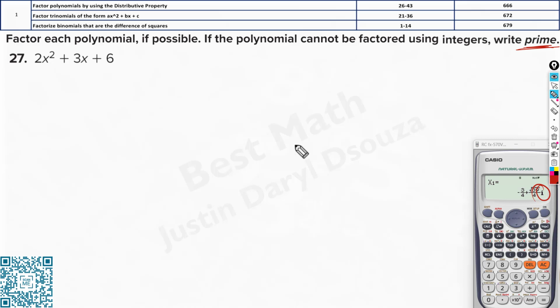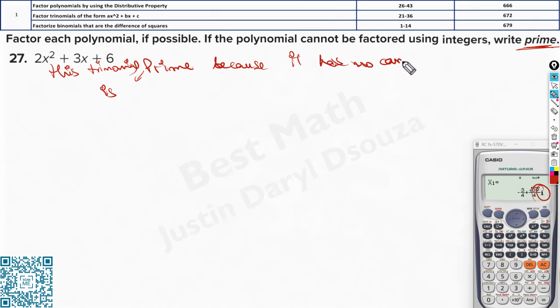So how do we write it? I don't think they'll give you this in writing, because then you can just write this trinomial is prime. Over here it is prime because it has no factors that satisfy the conditions. It has no factors. You can write your own thing: cannot be factored. It can't be factored.